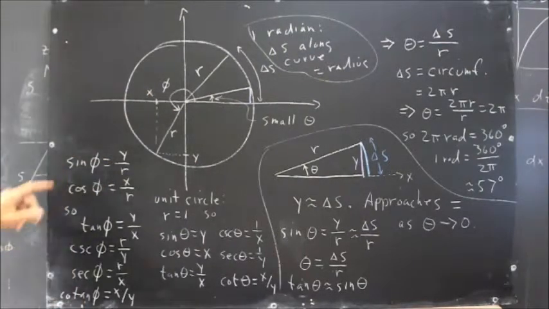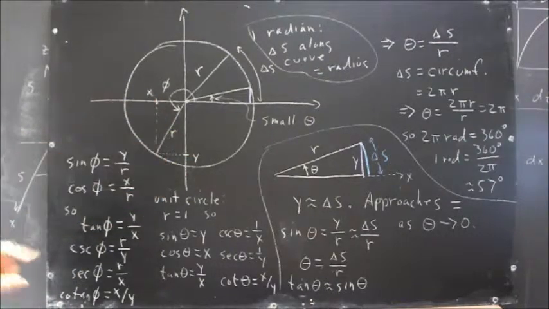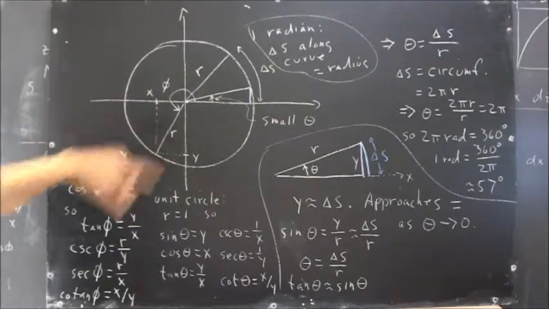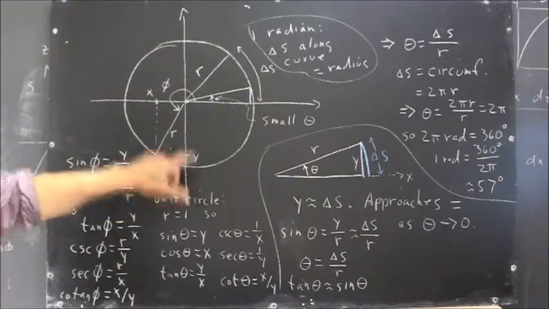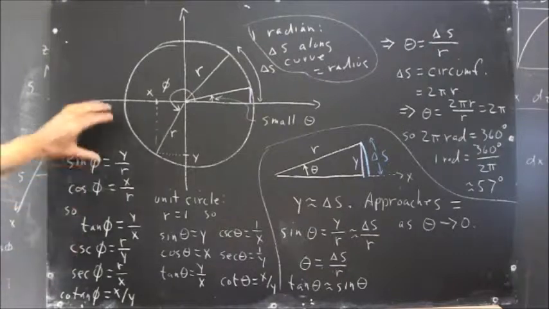The sine, cosine, tangent, cosecant, secant, and cotangent of phi are defined in terms of the x, y coordinates and r. Sine being y divided by r, the cosine being x divided by r, the tangent being y divided by x, and so forth. And the cosecant, secant, and cotangent are just upside down from these.